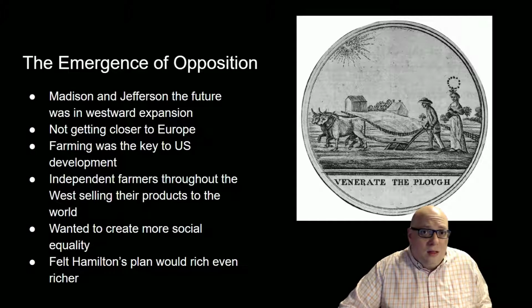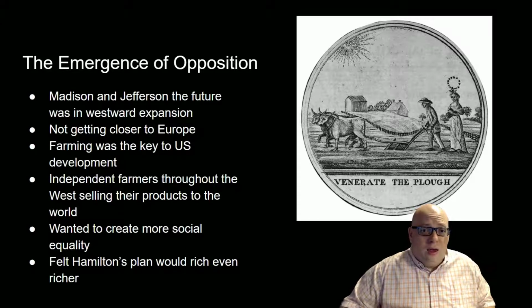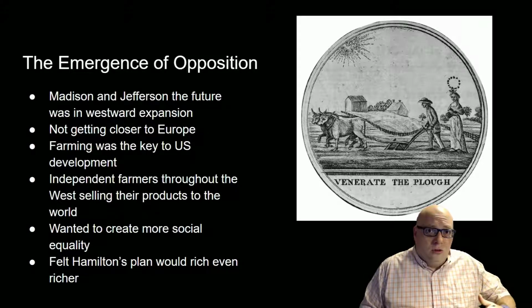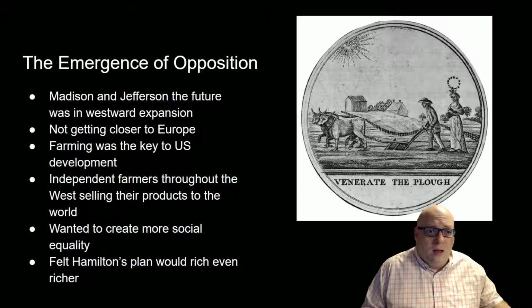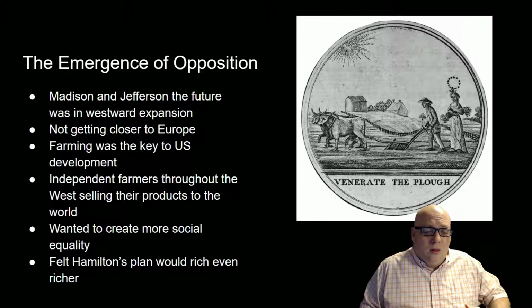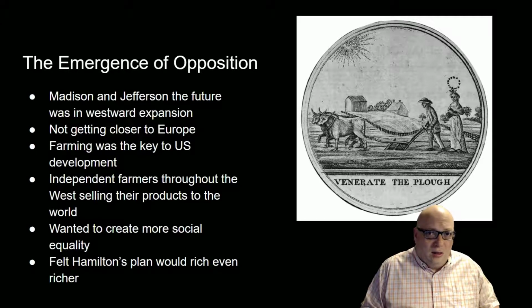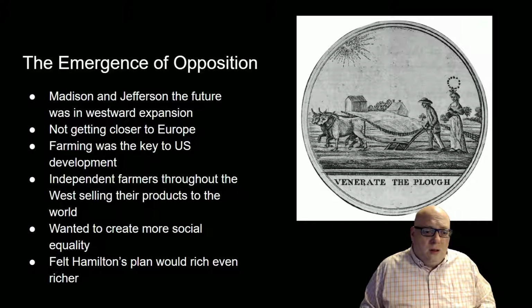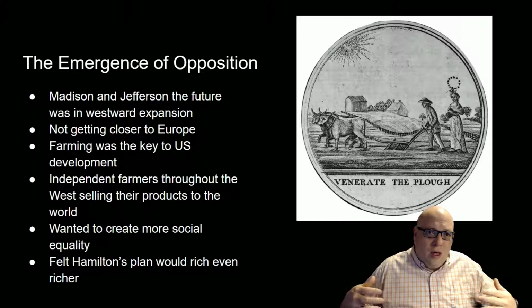And they wanted to create a more equal society, and they were opposed to what Hamilton wanted to do, because the idea of Hamilton having this country tied to banking makes it more like an elitist kind of society, where the elites would have power. And Madison and Jefferson have this idea that we want to create a more social, equitable society, and that's tied to farming.